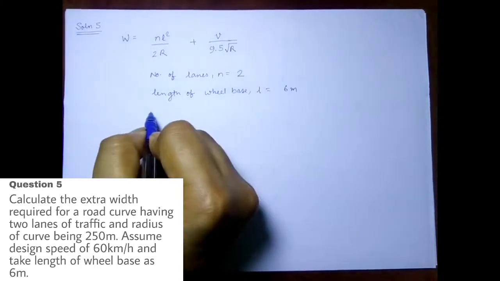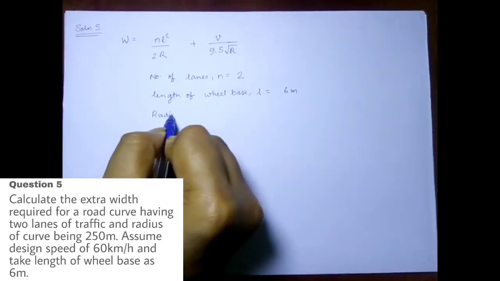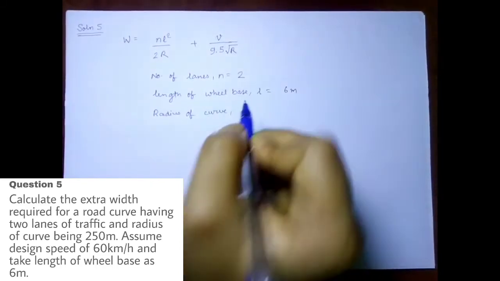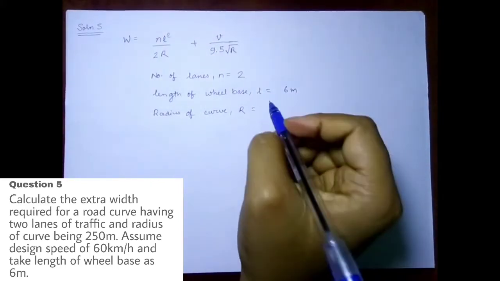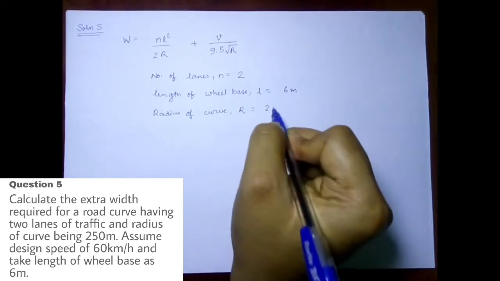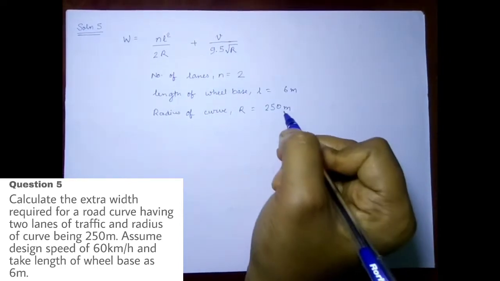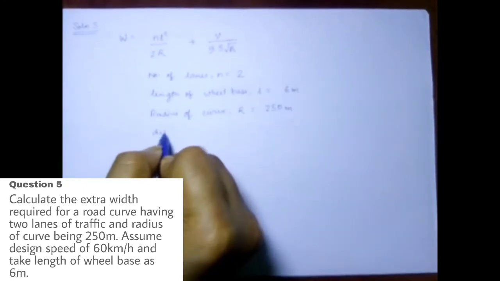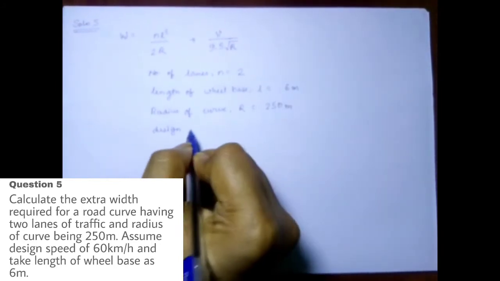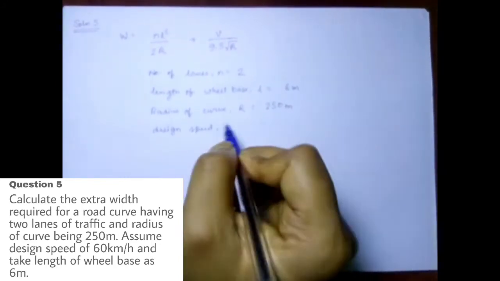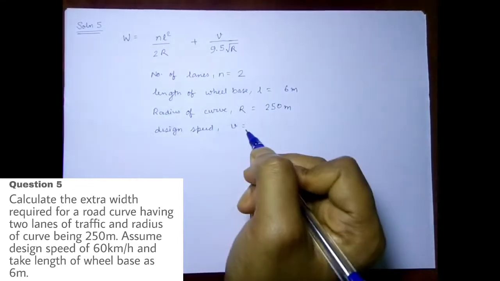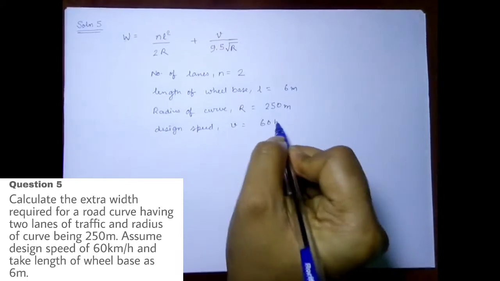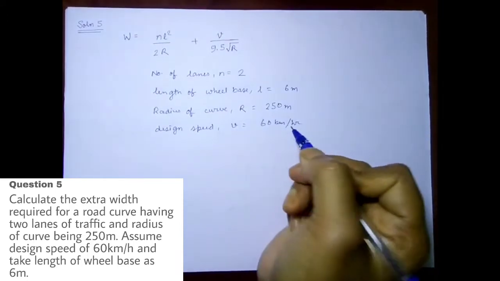Next is radius of curve, that's capital R, that's equal to 250 meters, and design speed, that is small v, and that equals 60 kilometers an hour.